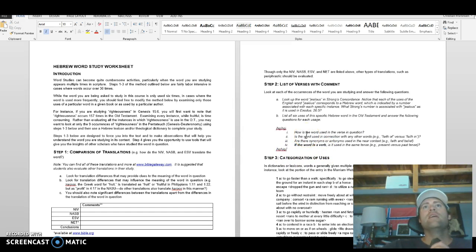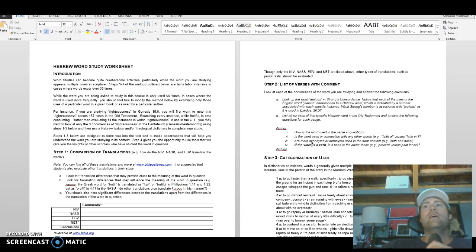Does that make sense? So it actually says list all 6 uses. So it's 6 uses of this specific Hebrew word in the Old Testament, and then answer it for each usage. So you'll have all 6 uses of this specific Hebrew word, and then you're going to answer the question for each usage. How is the word used in this particular verse in question? Is the word used in connection with any other words? Are there synonyms or antonyms used in the near context?